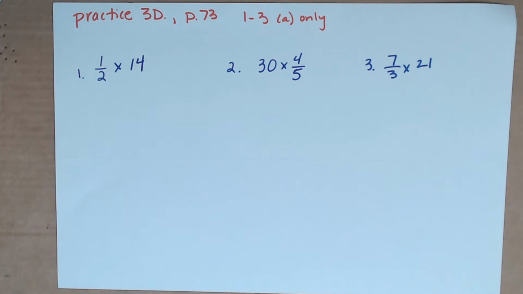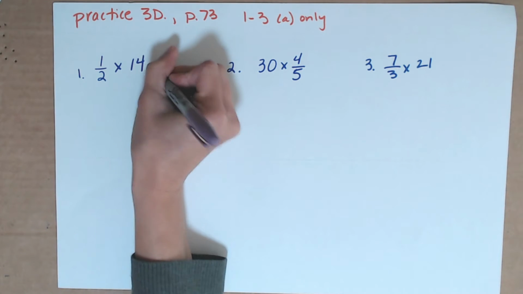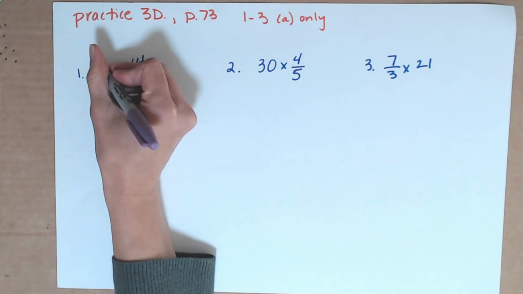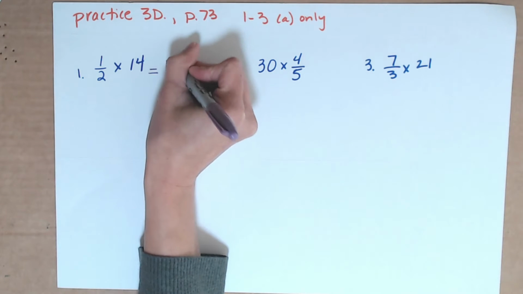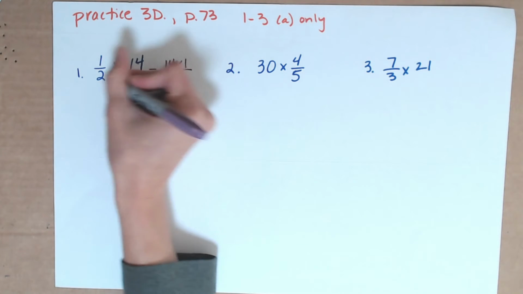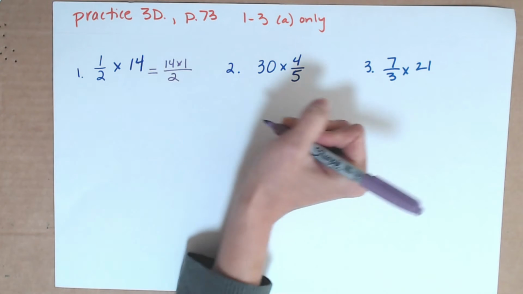On page 73 of Practice 3D, we just need to do 1 through 3 parts A only. And here we're multiplying a fraction times a whole number. And I'm going to help you think about all of these in a few different ways, but we'll start with a rule that we learned in class, that when you multiply a fraction times a whole number, you can just multiply the whole number times the numerator, and the denominator will be the denominator of the fraction.